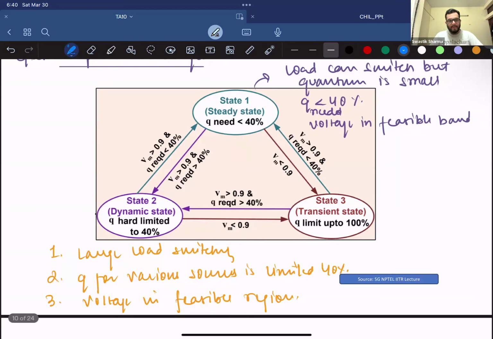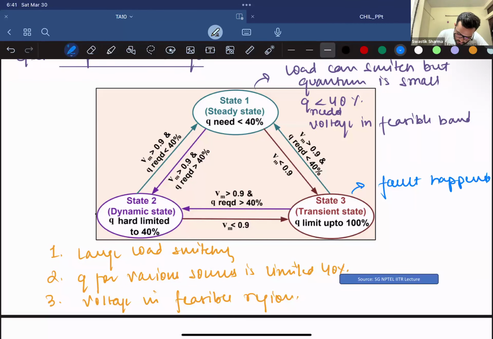Now, the dreadful thing would be if you are in a transient state, when you have a very high amount of load switching that is generally there due to faults, right? So let's say a fault happened, your V is not in 0.9 to 1.1. So what you do, you start pumping reactive power up to 100% of the rated capacity of your available voltage regulation devices.